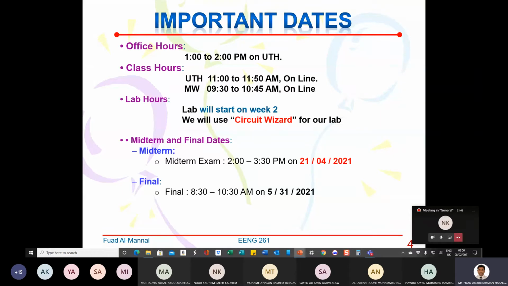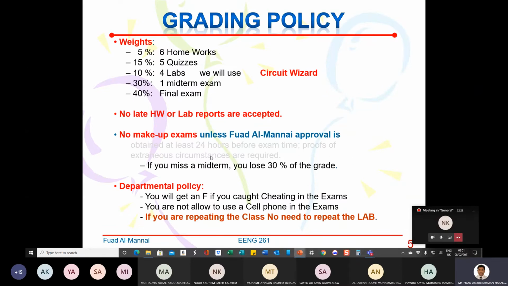The last date to drop the class is, does everybody know what it is? Anybody? 29 April, the last date to drop the class. The final is from 8:30 to 10:30 a.m. on May 31st. Check this number on the UOB website just to confirm that it is correct. Any questions?